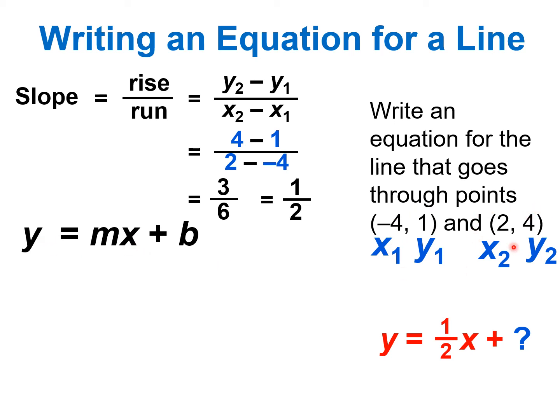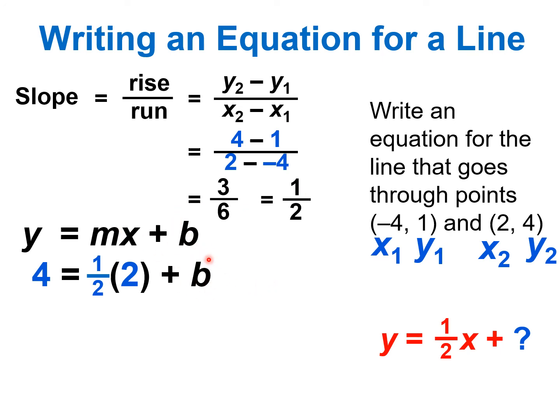And I'm going to choose these 2, 2 and 4, because they're both positive numbers, so they'll be easier to work with. But you could use the first pair. It would be fine, and you'd still get the same answer. But when I substitute the 2 in for x, the 4 in for y, and the 1/2 in for the slope, I get this equation.